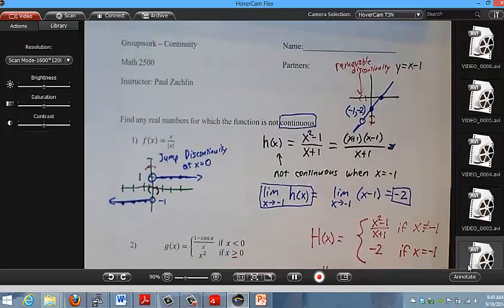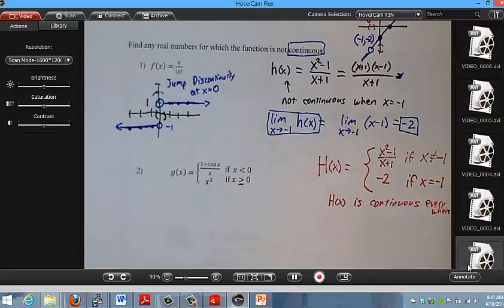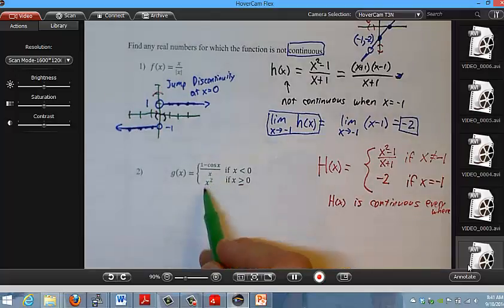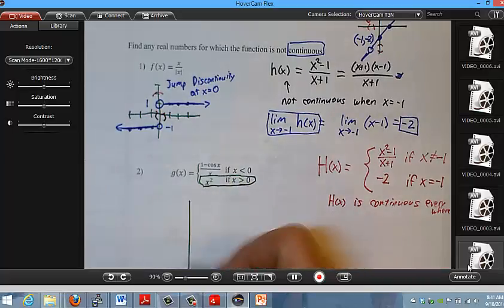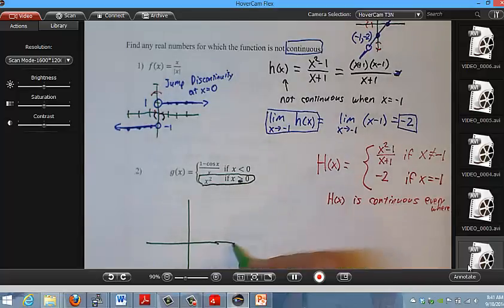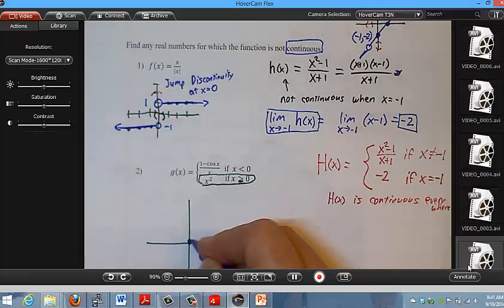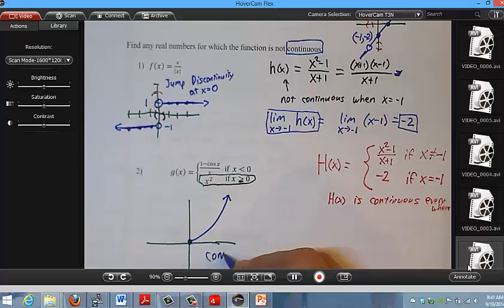Yeah, group work. It's more like Paul work. I'll do it in front of you. All right, here we go. Number 2. Find any real numbers for which the function is not continuous. First of all, x squared. I know what that graph looks like. And it's for x bigger than or equal to 0. I had a typo, so I filled it in. And so, of course, we know that for anything bigger than or equal to 0, I have this parabola, and we are continuous.